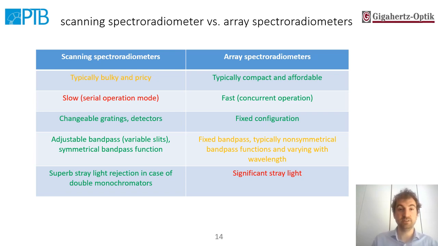In contrast, an array spectroradiometer is typically compact and affordable. It's fast since you measure different wavelengths simultaneously, and you have a fixed configuration. Usually also the bandpass is fixed, and due to the large wavelength range and non-scanning, you usually have different bandpass functions for different wavelengths. So the correction for bandpass effects is not that easy. And finally, which is a real drawback, is the significant influence of stray light in array spectroradiometers.